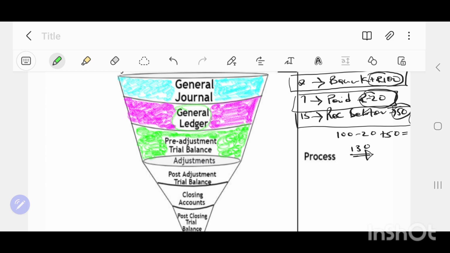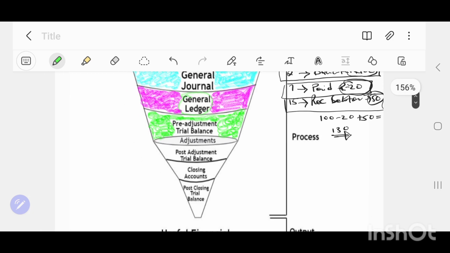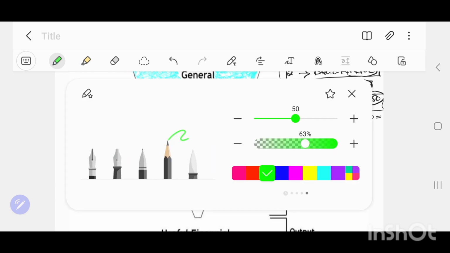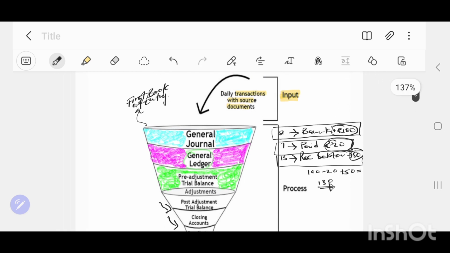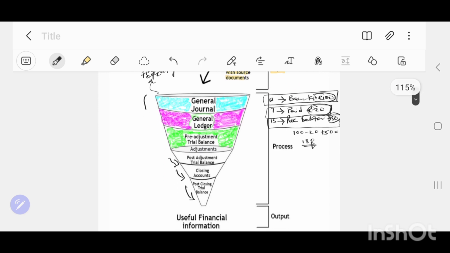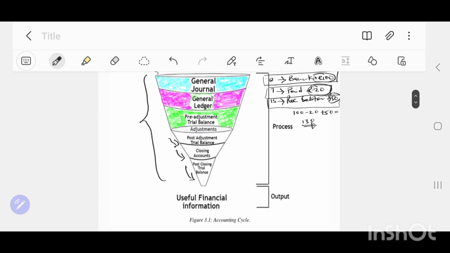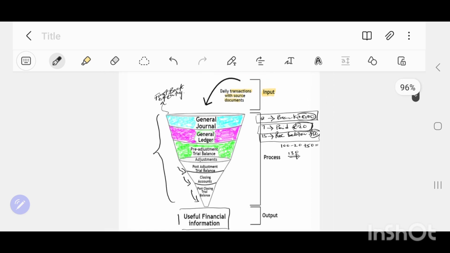And then from there, in the accounting process, we prepare the post-adjustment trial balance, which is after the adjustments have been taken into account. Then we do closing entries, and after closing entries, we do a post-closing trial balance. And then this accounting process as a whole is what is going to give us useful financial information. So what am I saying?